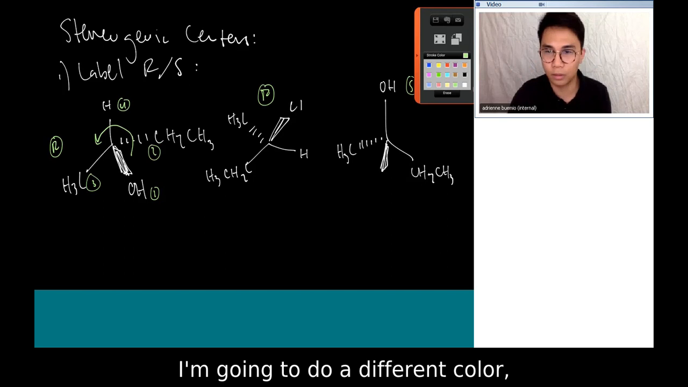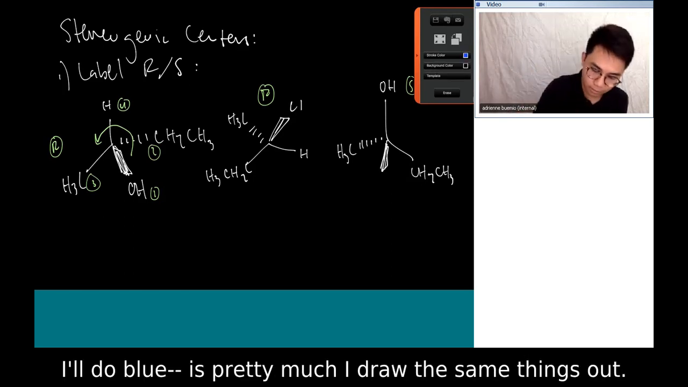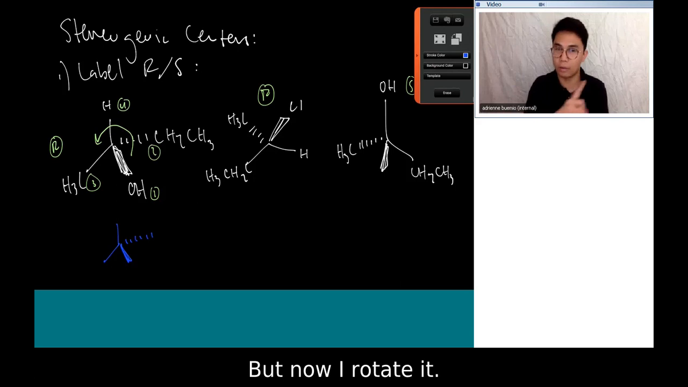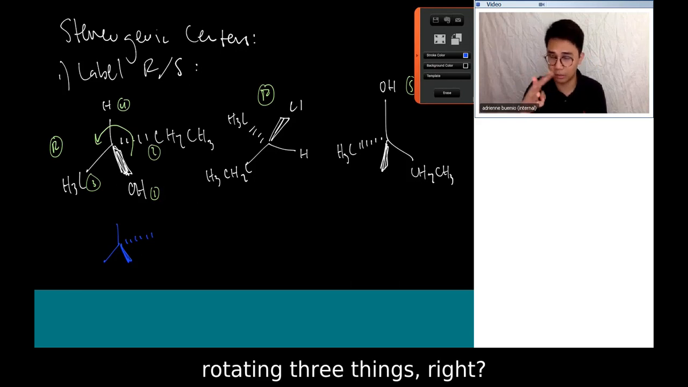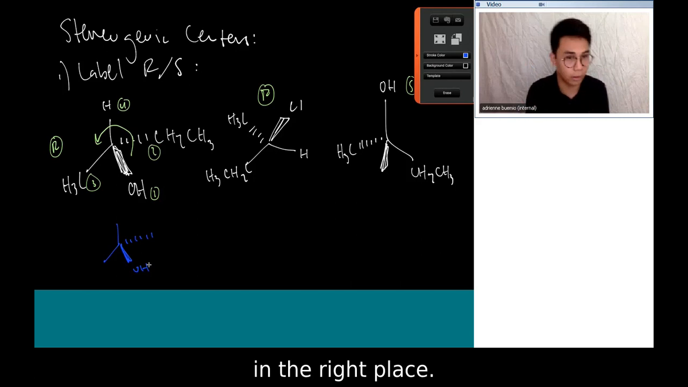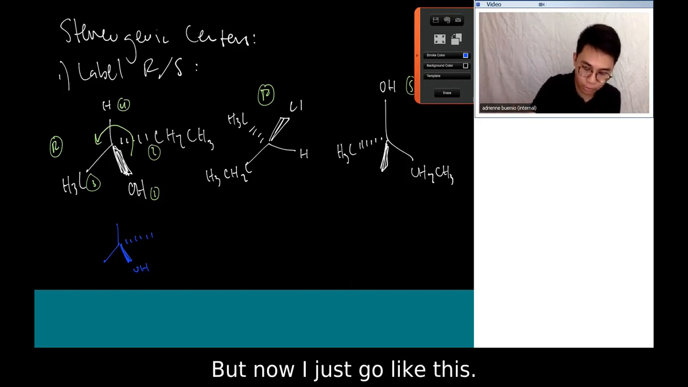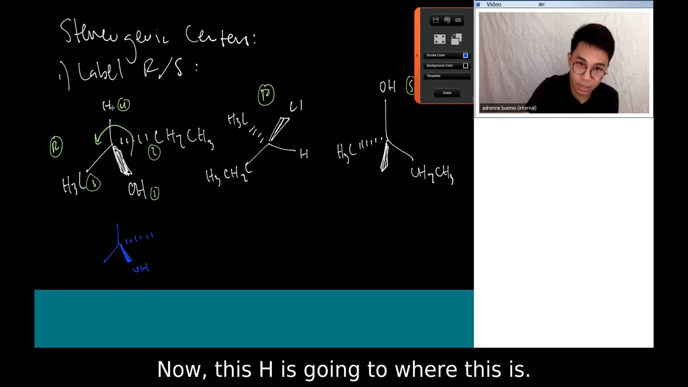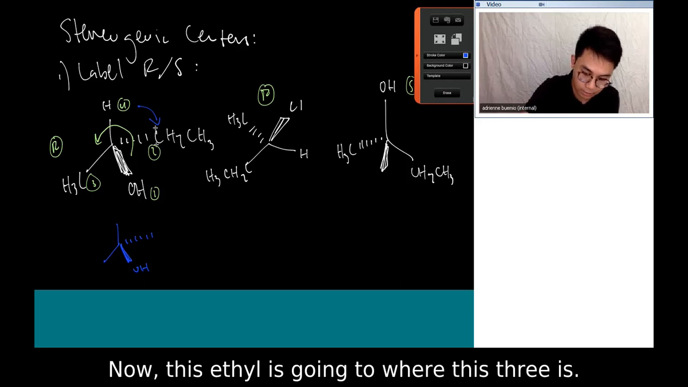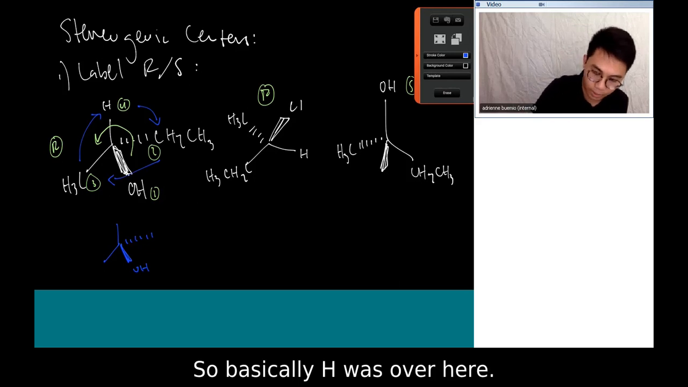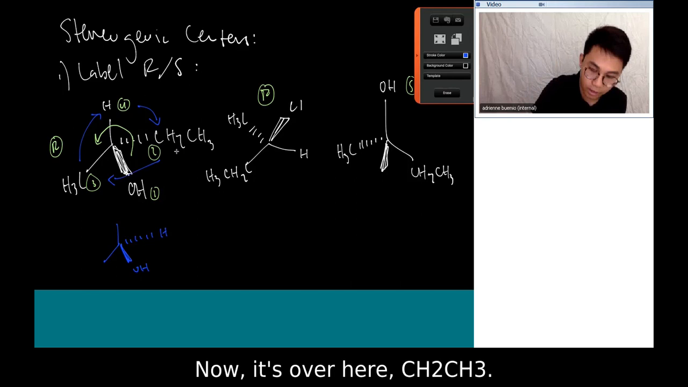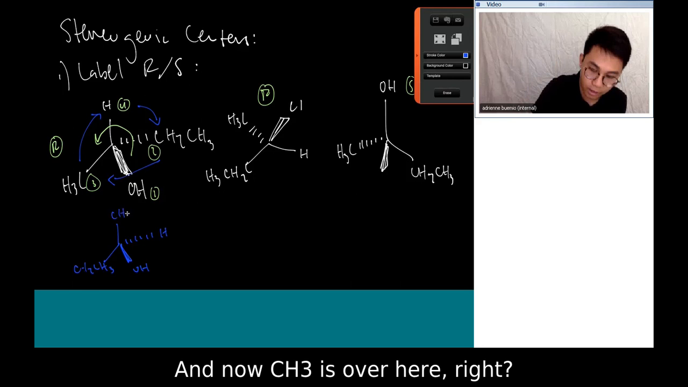And the way I rotate it, I'm going to use a different color so you guys can see. I'll do blue. I draw the same thing out, but now I rotate it. I want the one to stay, because we're only rotating three things, and it's already in the right place, in the front. But now I just rotate it. Now this H is going to where this is. Now this ethyl is going to where this 3 is, and now this CH3 is going to where H is. So hopefully you followed that. H was over here, now hydrogen's over here. Ethyl was over here, now it's over here, CH2, CH3, and now CH3 is over here. So I just rotated them, one at a time.